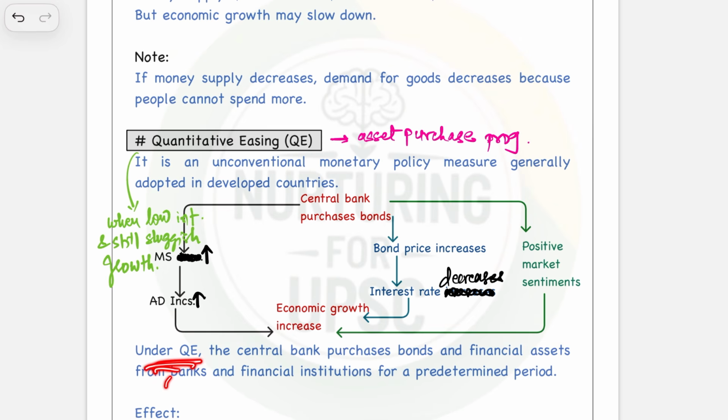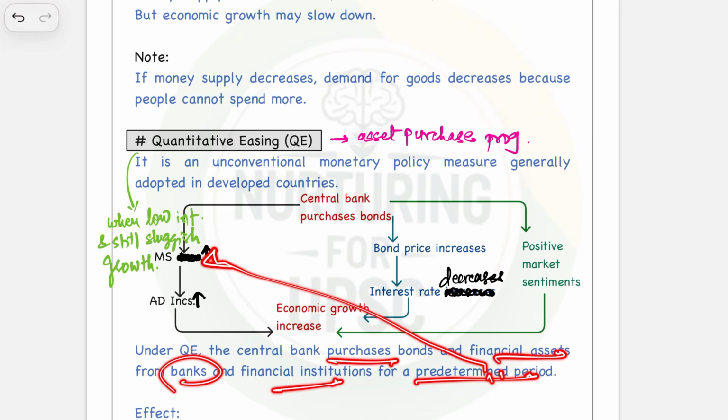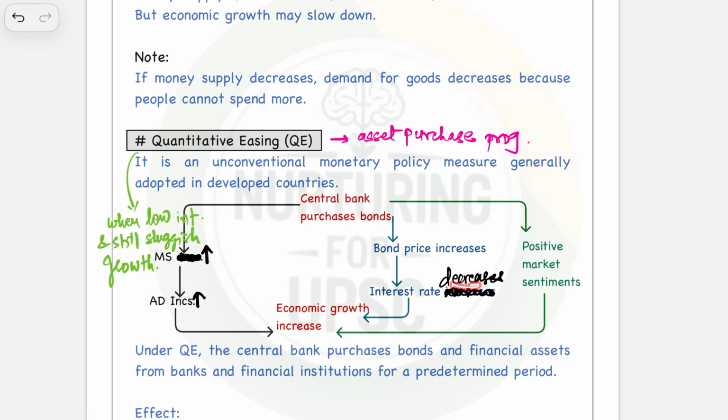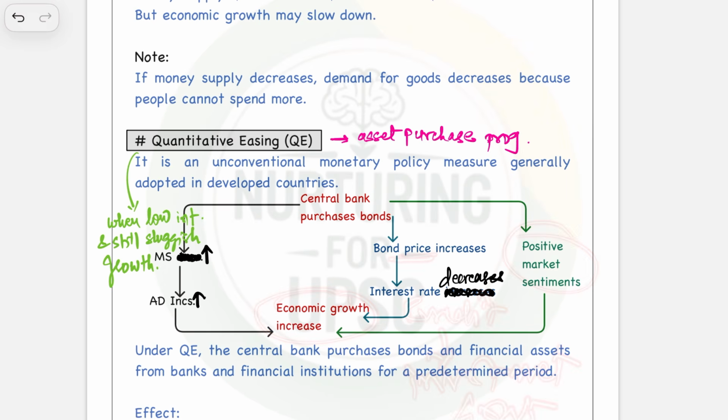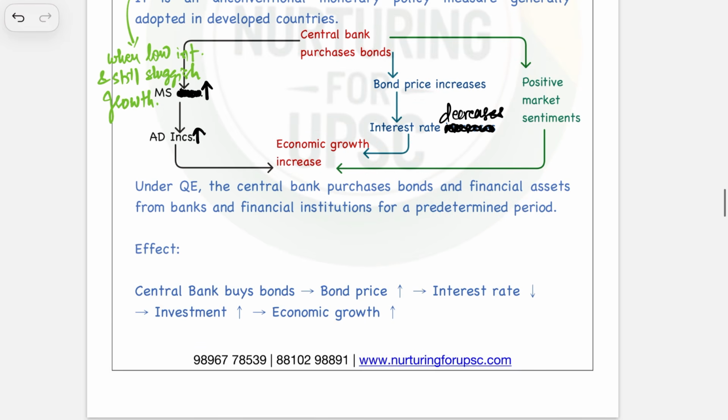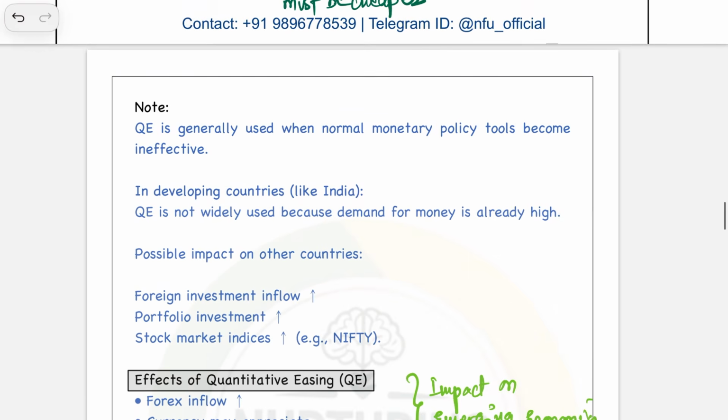So under quantitative easing, the central bank purchases bonds and financial assets from the banks and financial institutions for a predetermined period, with the purview of increasing the monetary supply, promoting the aggregate demand, and producing economic growth. Then reducing the bond yields by increasing the bond prices, and making credit available cheaper, thus promoting the investment, promoting the growth, and also creating positive sentiments amongst the people. So here it is: central bank buys the bonds, bond prices increase, interest rate decreases, investment increases, and economic growth increases. The concept which I have talked about.